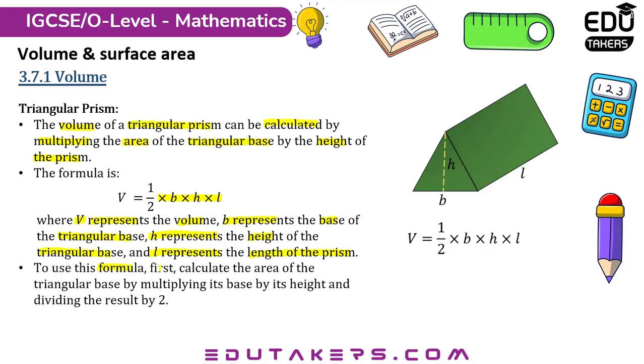To use this formula, first calculate the area of the triangular base by multiplying its base by its height and dividing the result by 2. Then multiply this area by the length of the prism.